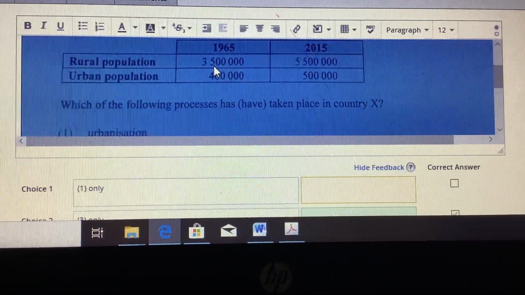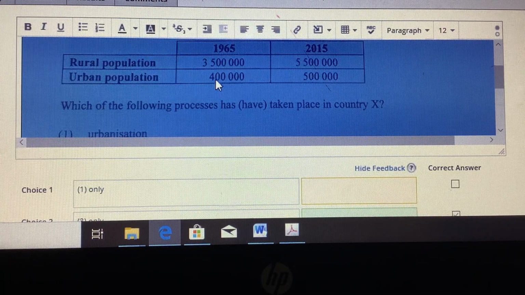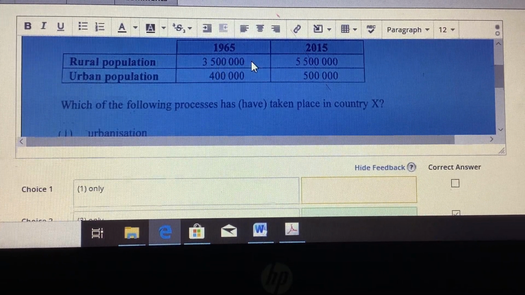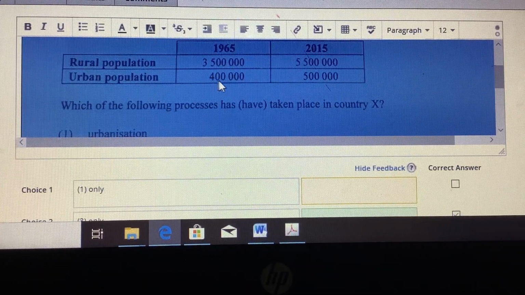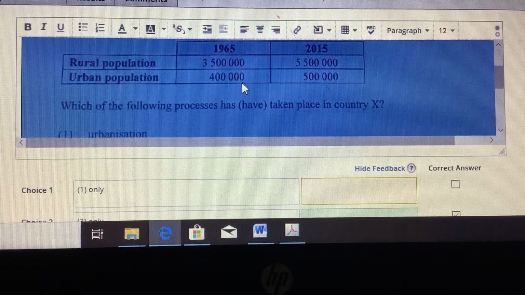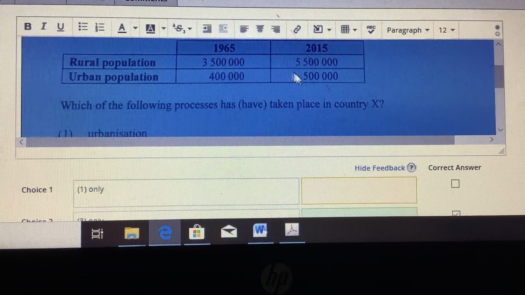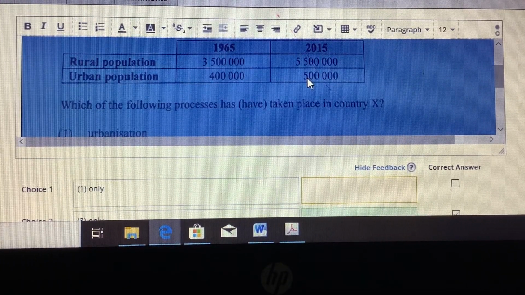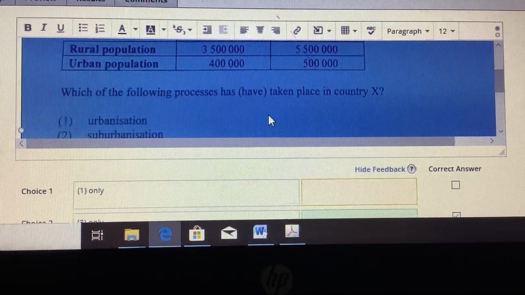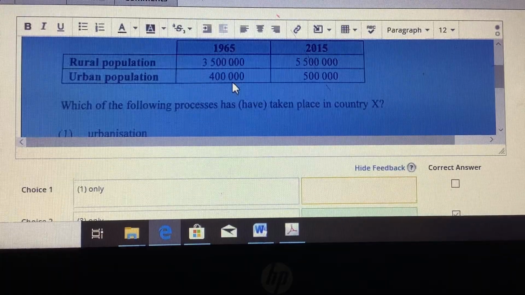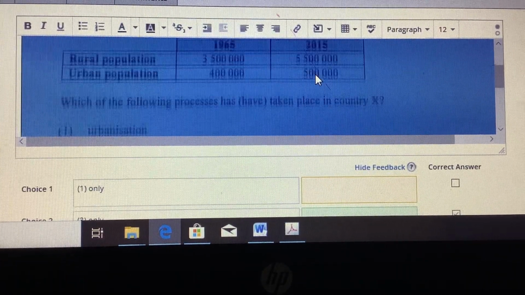Accordingly this one should be 3,000,000 and 900,000. Out of this we have 400,000 which is urban population, and here we have 6 billion people, of which 500,000 are urban population. So accordingly, urbanization is not taking place right here, because the urban population in general is decreasing.